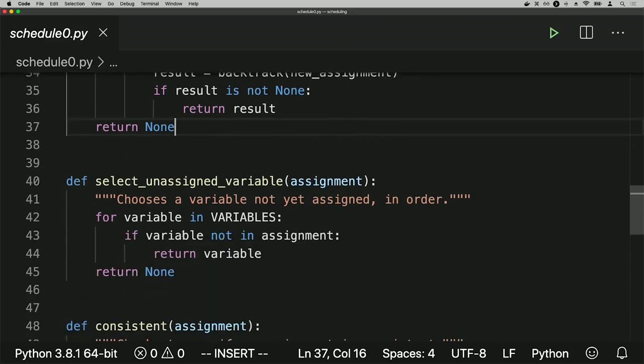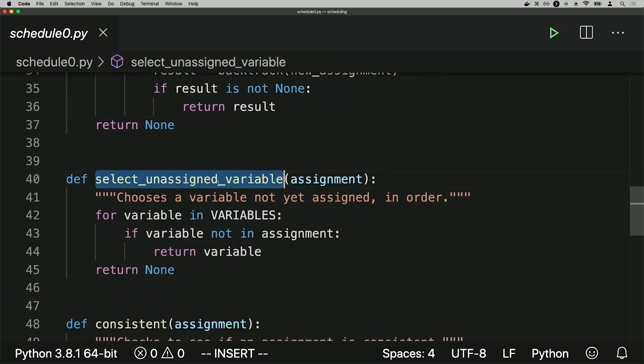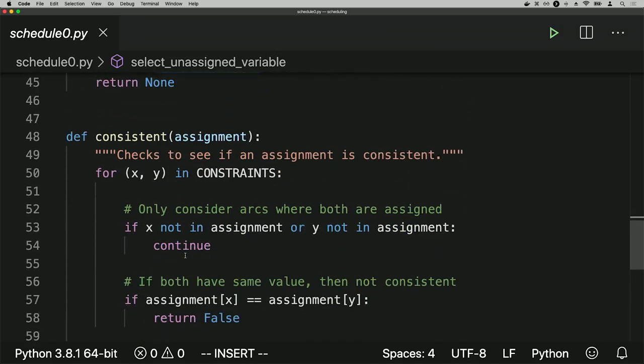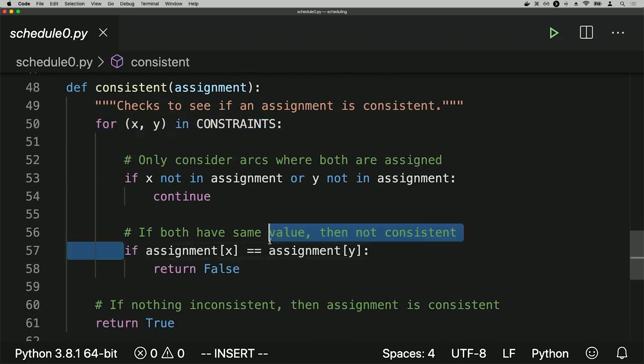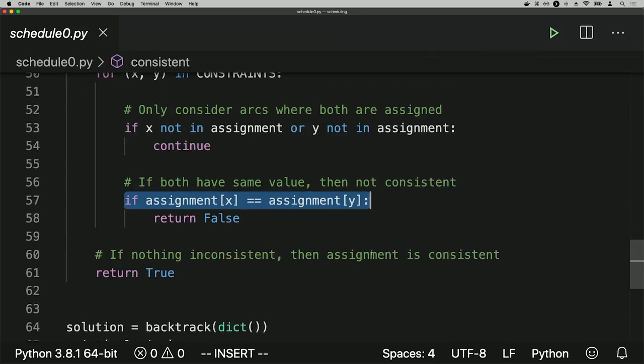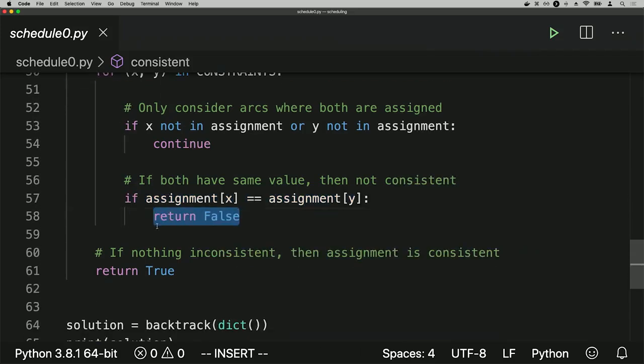What do these functions do? Select unassigned variable is just going to choose a variable not yet assigned. So it's going to loop over all the variables. And if it's not already assigned, we'll go ahead and just return that variable. And what does the consistent function do? Well, the consistent function goes through all the constraints. And if we have a situation where we've assigned both of those values to variables, but they are the same, well, then that is a violation of the constraint, in which case we'll return false. But if nothing is inconsistent, then the assignment is consistent and will return true.